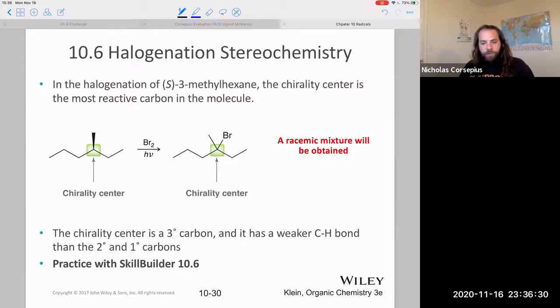Same thing when you start with a chiral center and then you have a reaction. In this case, it's bromine. And again, we'll talk a little bit more about bromination versus chlorination in the next lecture. But if we have bromination on this particular chiral center, we have then generated a new chiral center, okay? But again, we're going to say that this is not stereospecific at all.